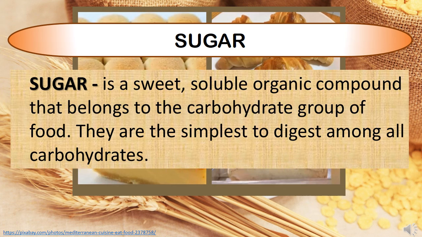The next major ingredient in baking is sugar. Sugar is a sweet, soluble organic compound that belongs to the carbohydrate group of food. They are the simplest to digest among all carbohydrates.